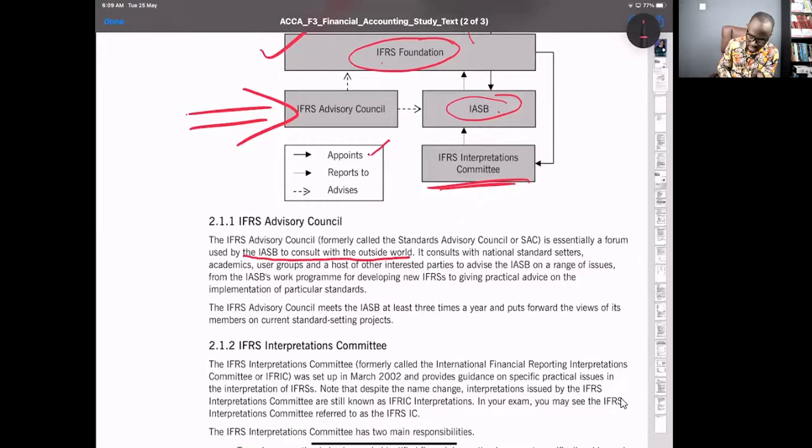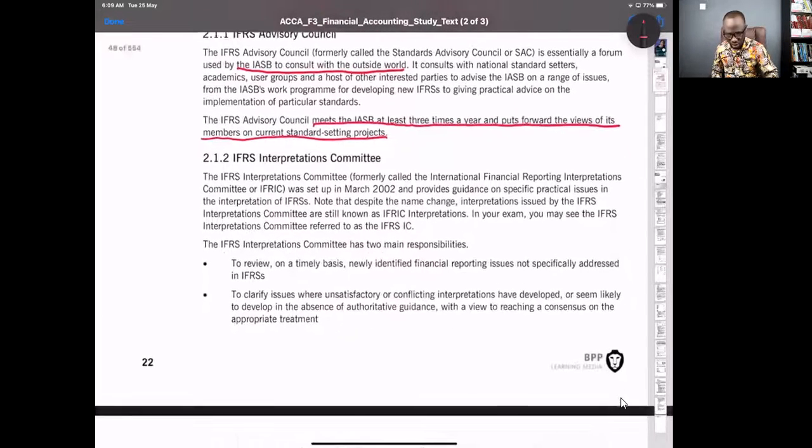The IFRS Council meets the IASB at least 3 times a year and puts forward the views of its members on current standard setting projects. So that is it. They are there to play an advisory role, and because they are made up of national standard setters, academics, professors in various higher institutions, other user groups, other interested parties, they provide various ways through which the standards could actually be applied by the institutions and all that.